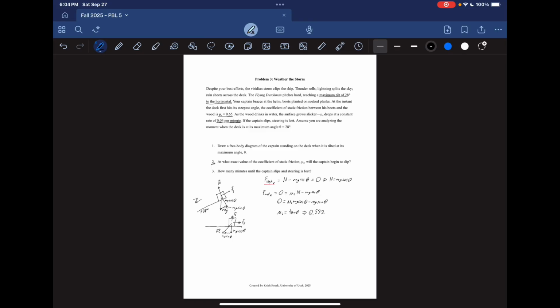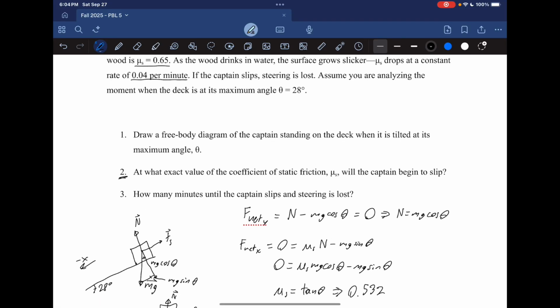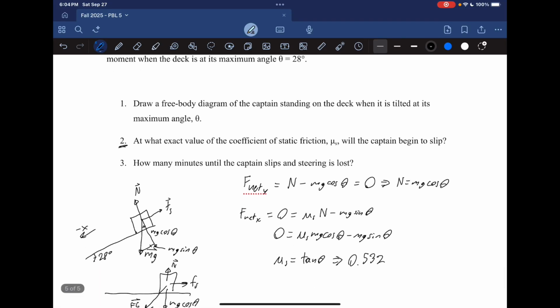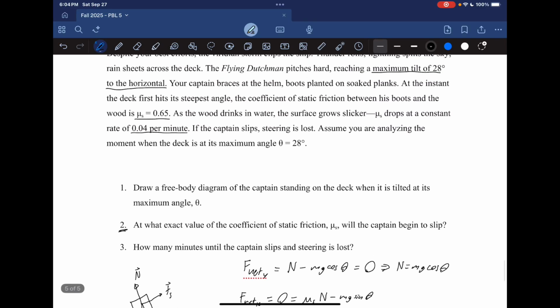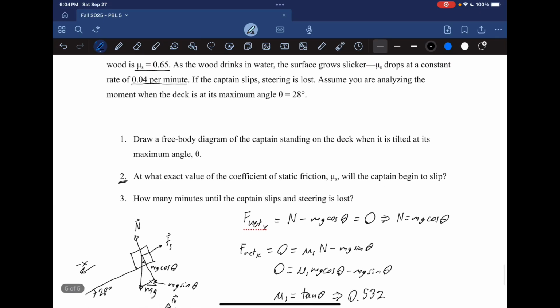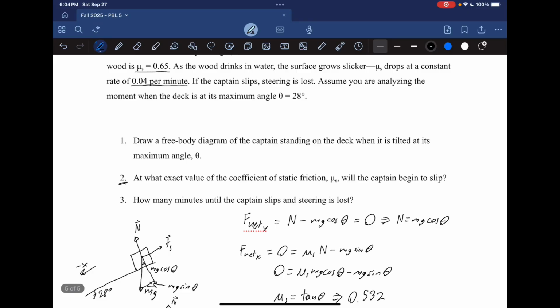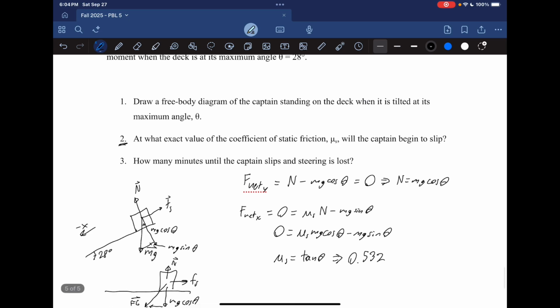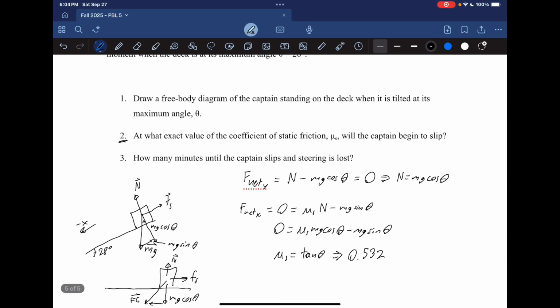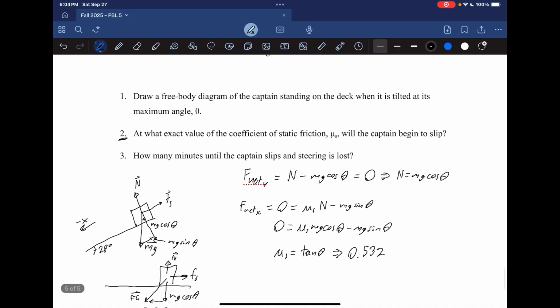The mu sub s equals 0.65 is still important for how many minutes until the captain slips and the steering is lost, because we know that mu sub s drops at a constant rate of 0.04 per minute. So currently it's at 0.65. Since this is greater than our calculated value of 0.532, we know that the captain isn't slipping yet. But once mu sub s reaches 0.532, the captain will start to slip.